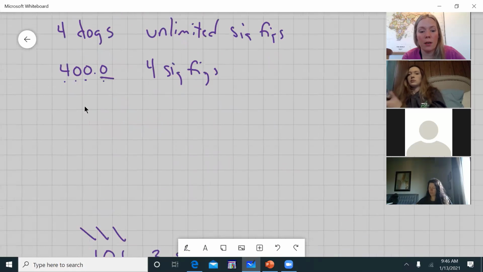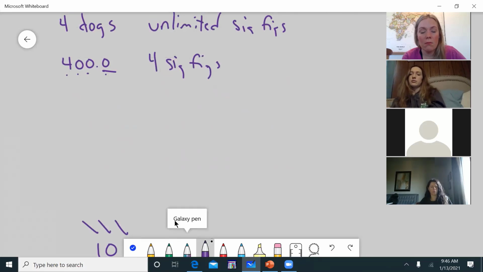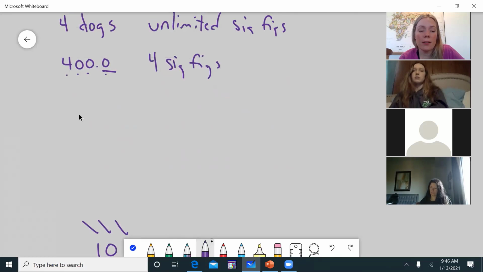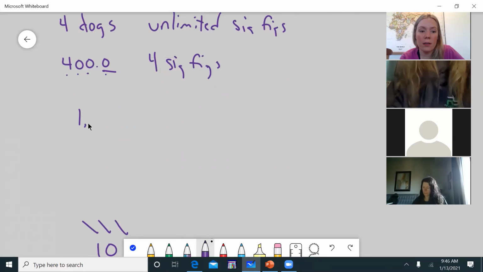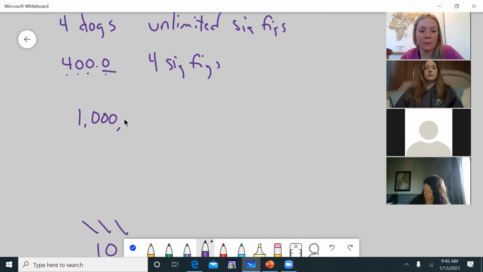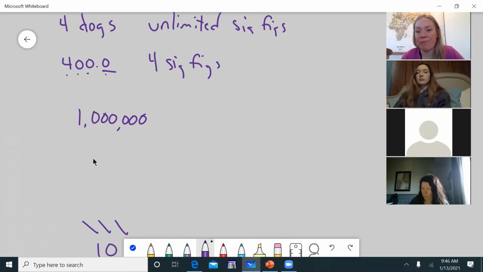I want to show you one thing. If you have a number like this, let's say we have 1 million. If I write 1 million like this, how many sig figs can we honor? Well, the only thing we can really honor is the 1, right? These zeros here are placeholders, so 1 sig fig.